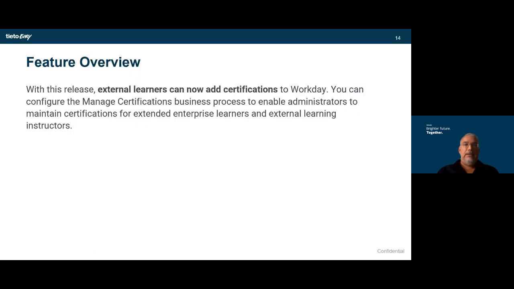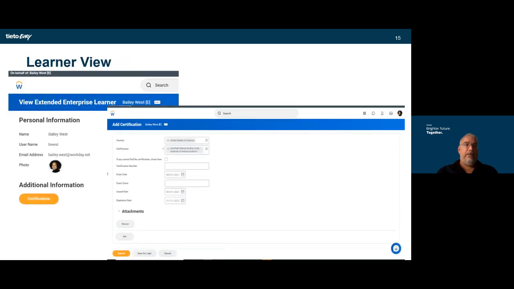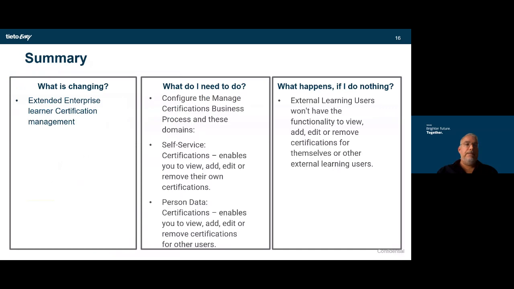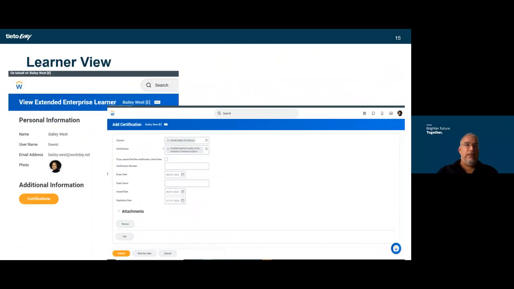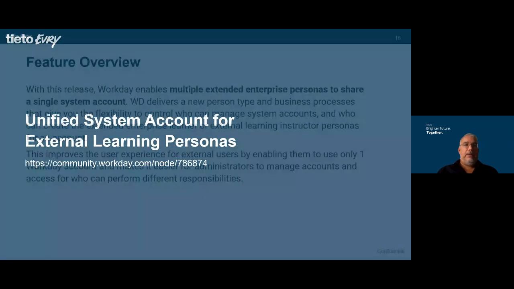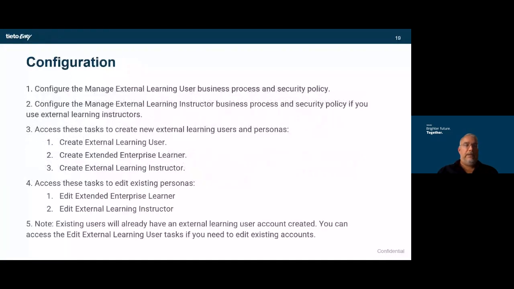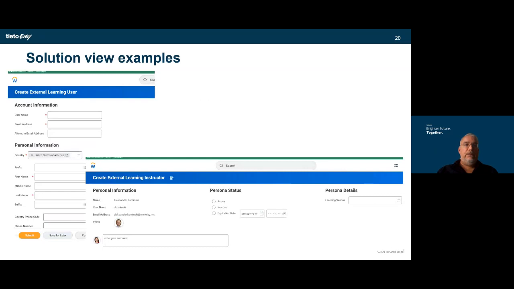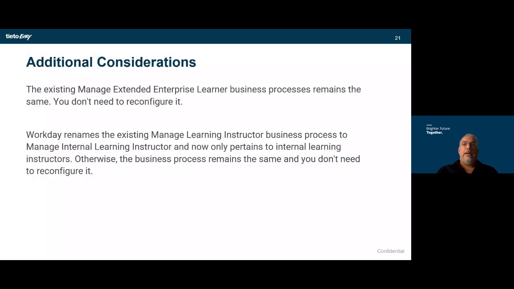Just checking, let's see what we have. So here were just a few pictures, and here what is changing. Sorry about that. Here we are actually on this. So here was the configuration, and a few examples. And here again, the manage extended enterprise learner business process remains the same. You don't need to reconfigure it.